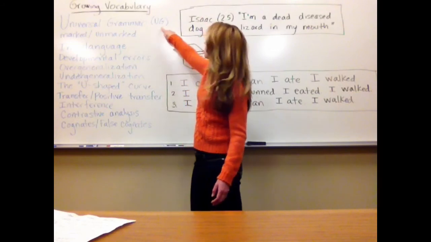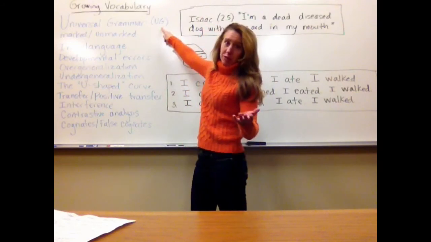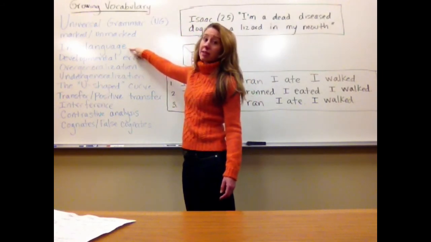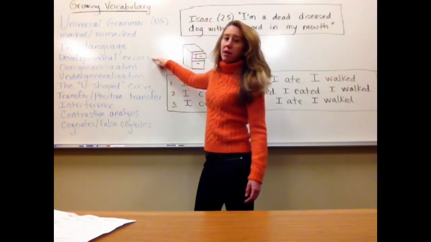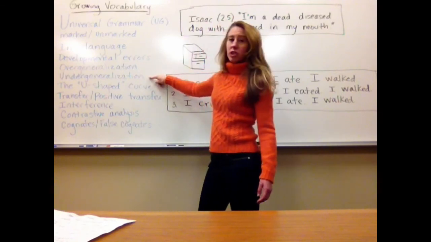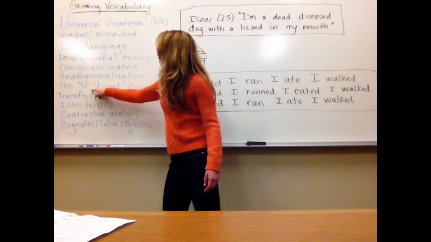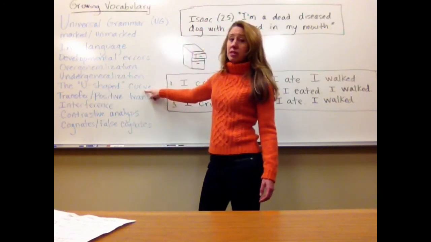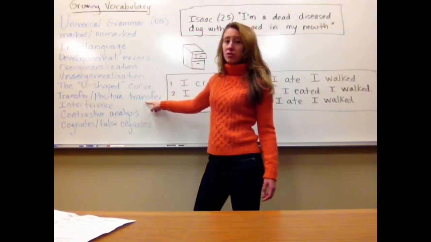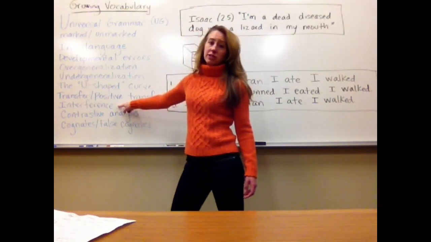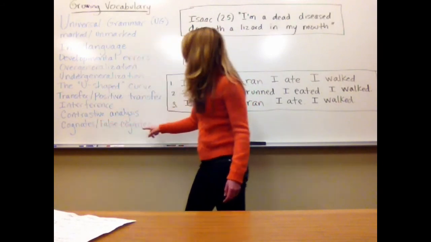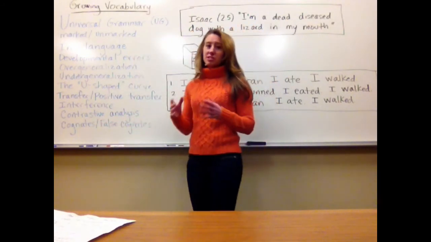Universal grammar, which is also known as UG in our profession, marked and unmarked, interlanguage, a key term, developmental errors, overgeneralization, undergeneralization, the U-shaped curve, another key idea, transfer, or it's sometimes called positive transfer, interference, contrastive analysis, and cognates and false cognates. So this is where we're headed.